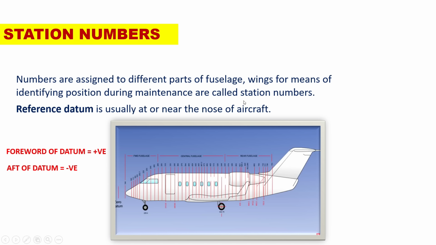You assign it to different parts of the fuselage or wings for the means of identifying position. During maintenance, it is called the station number. The reference datum is usually at or near the nose. It can be anywhere, but usually it is at or near the nose. Things that are forward of the datum or to the right hand side of the datum are considered positive, and things that are left hand side of the datum or after the datum are considered negative. So if I have to number something here, I'll number it as -3, -7, -2.5, -8.7, whatever, right?